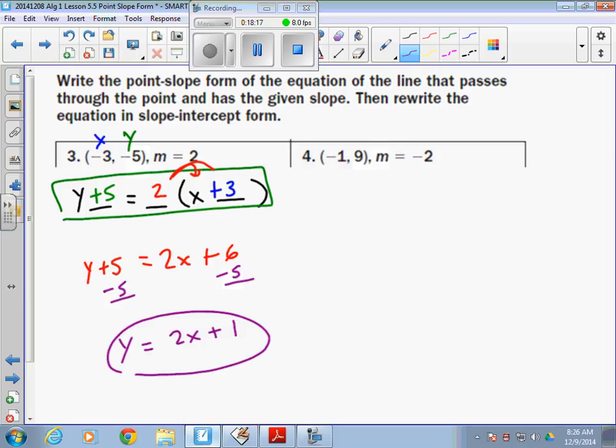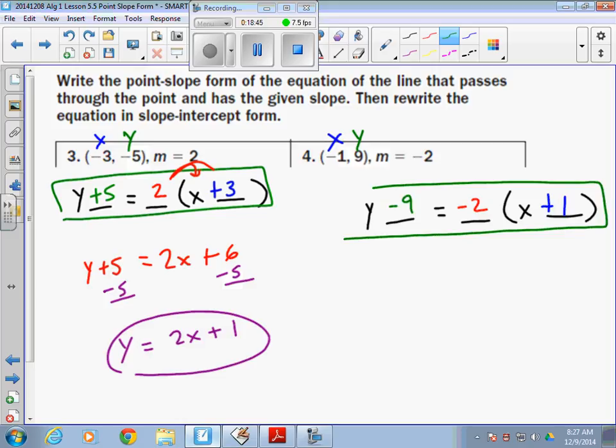Do the same thing for number 4. Y minus y sub 1 equals m times x minus x sub 1. M's value again is negative 2. It goes right there. X's value is negative 1, it says. So you put the opposite one. You put in plus 1. Y's value is positive 9. You put in the opposite of positive 9. You put minus 9. Here is your point slope form. Notice it's as easy as plugging in numbers.